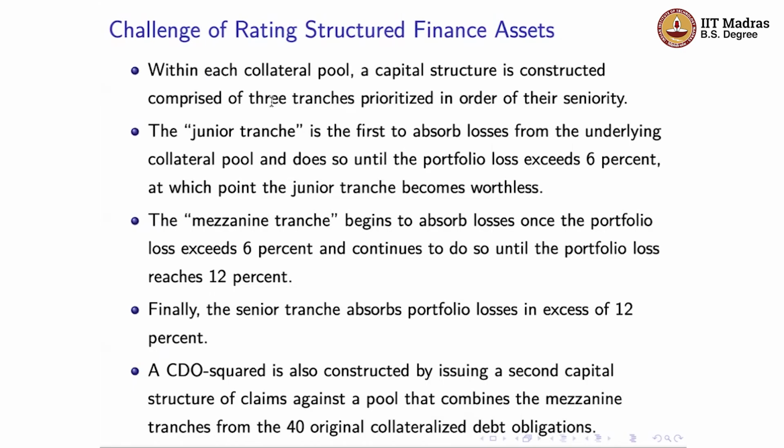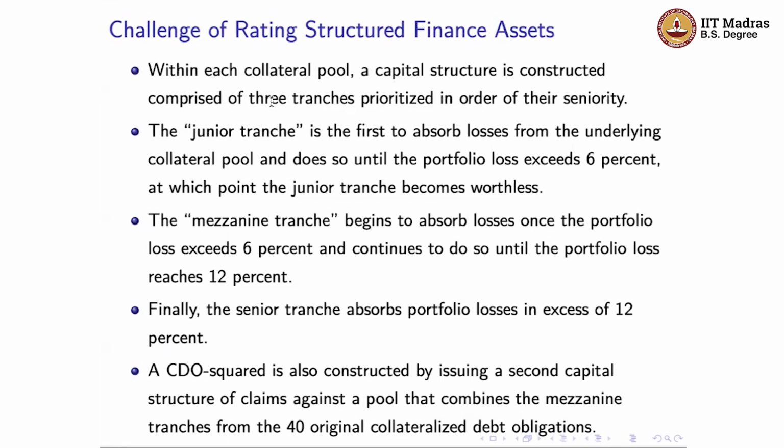So in the simulation exercise, 3 tranches were constructed. You have the junior tranche, which is the first to absorb losses from the underlying collateral pool and will do so until the portfolio loss hits 6%, at which point the junior tranche becomes worthless. So there's no money going to the junior tranche if the portfolio loss is more than 6%.